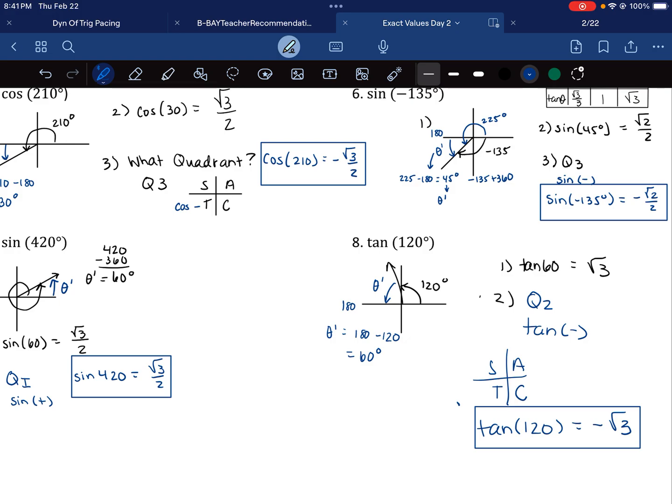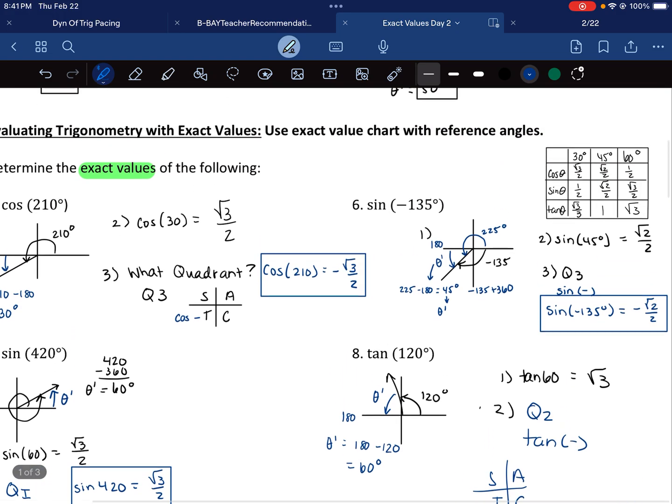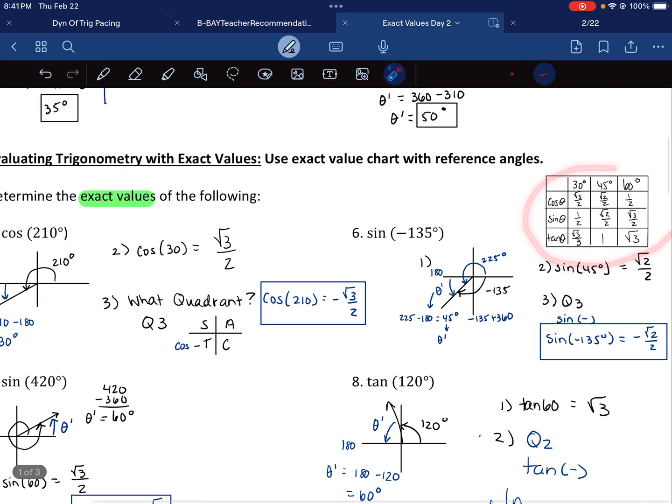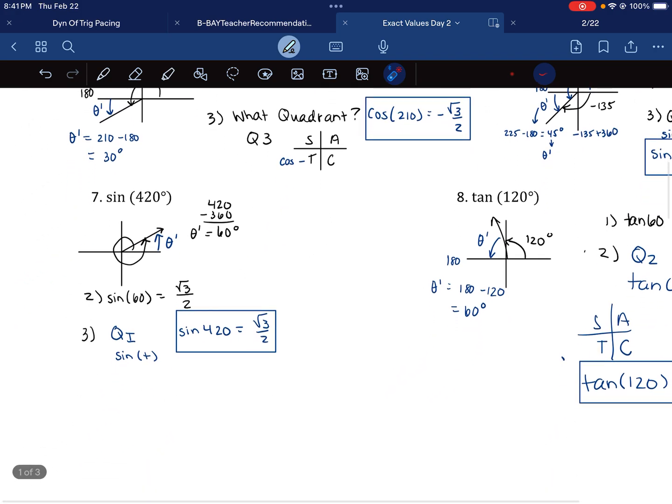Okay, we found reference angles. We found this exact value chart. And then we used that to help us evaluate trigonometric functions for exact values. Moving on.